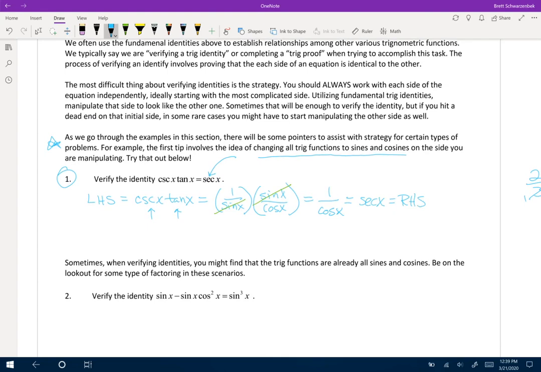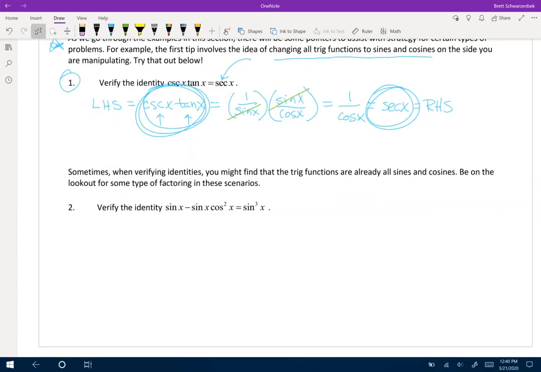So this is a trig proof. We worked our way from the left-hand side to the right side. It could be the other way around, depending on the problem. But we worked our way from the left to the right side and proved that this is equal to this. Okay, let's look at number 2.